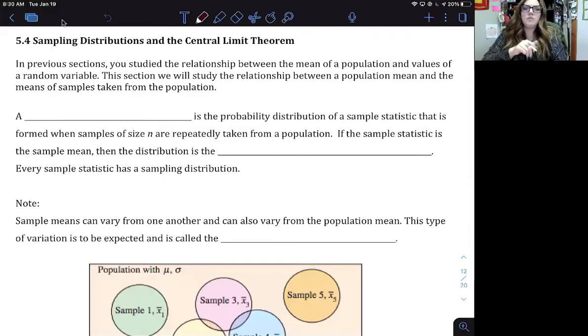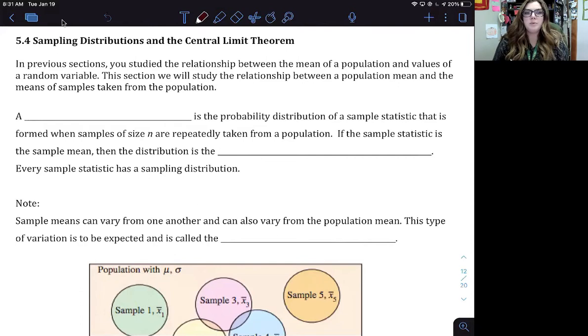All right, so we have been looking at the relationship between the mean of a population and values of a random variable. So we've been looking at mu and our population standard deviation and changing our x values or our data entries into z-scores. So now we're going to start looking at the relationship between the population mean and the means of samples taken from that population.